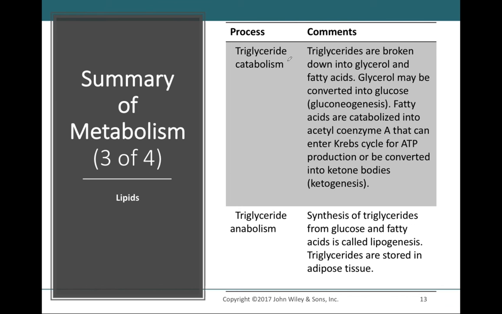When we take fatty acids and triglycerides in through our digestive system, we're going to break these substances down into glycerol and fatty acids. Glycerol can then be used to form glucose in the event that we don't have enough glucose. And fatty acids can eventually be catabolized down into acetyl coenzyme A, which can enter the Krebs cycle and produce more ATP.